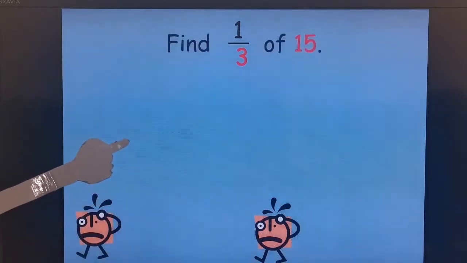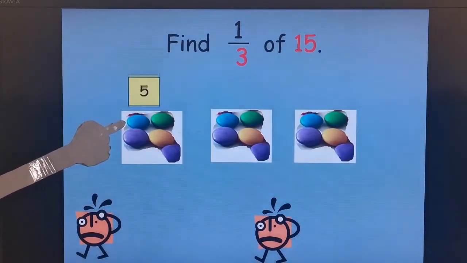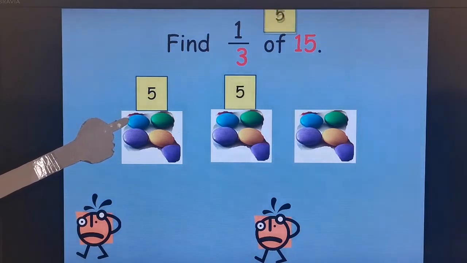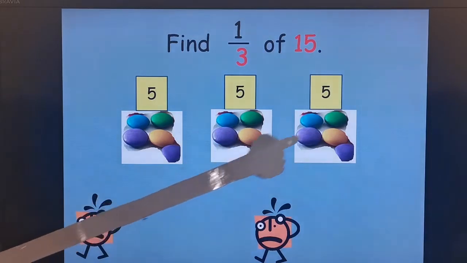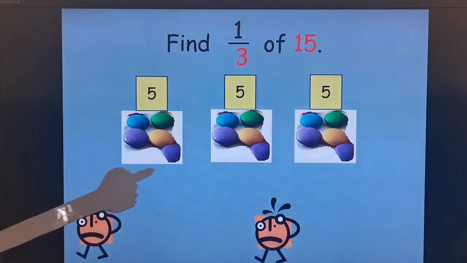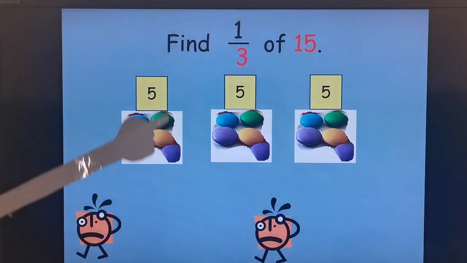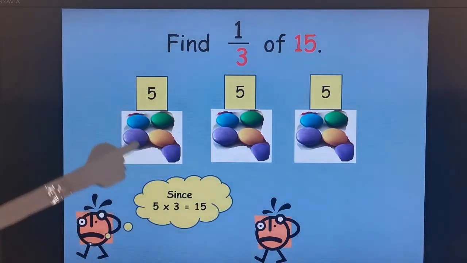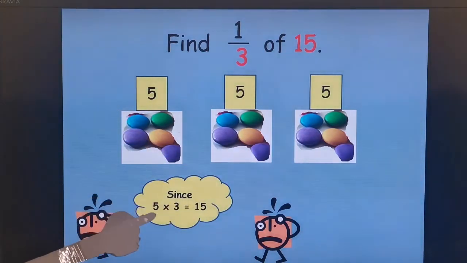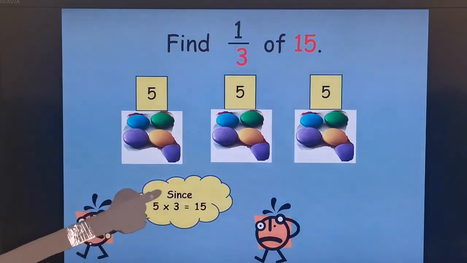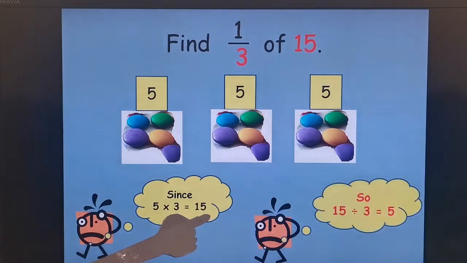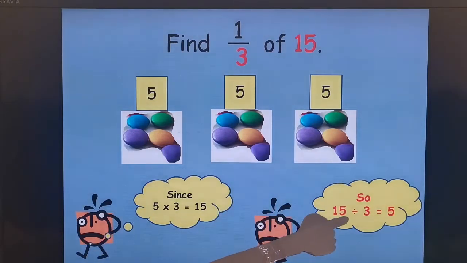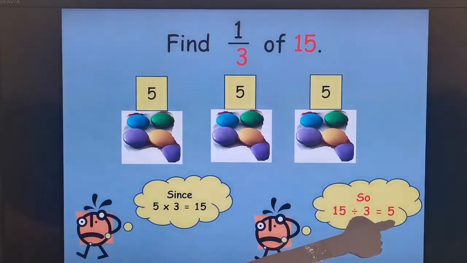Let's see. 1, 2, 3 groups, and in each group, let's count: 1, 2, 3, 4, 5. 1, 2, 3, 4, 5. 1, 2, 3, 4, 5. I'm correct. I made 3 equal groups, and in each group I have 5. So now I can make my multiplication sentence. Since 5 times 3 equals 15, what's my division sentence? Let the car go the other way. 15 divided by 3 equals 5.